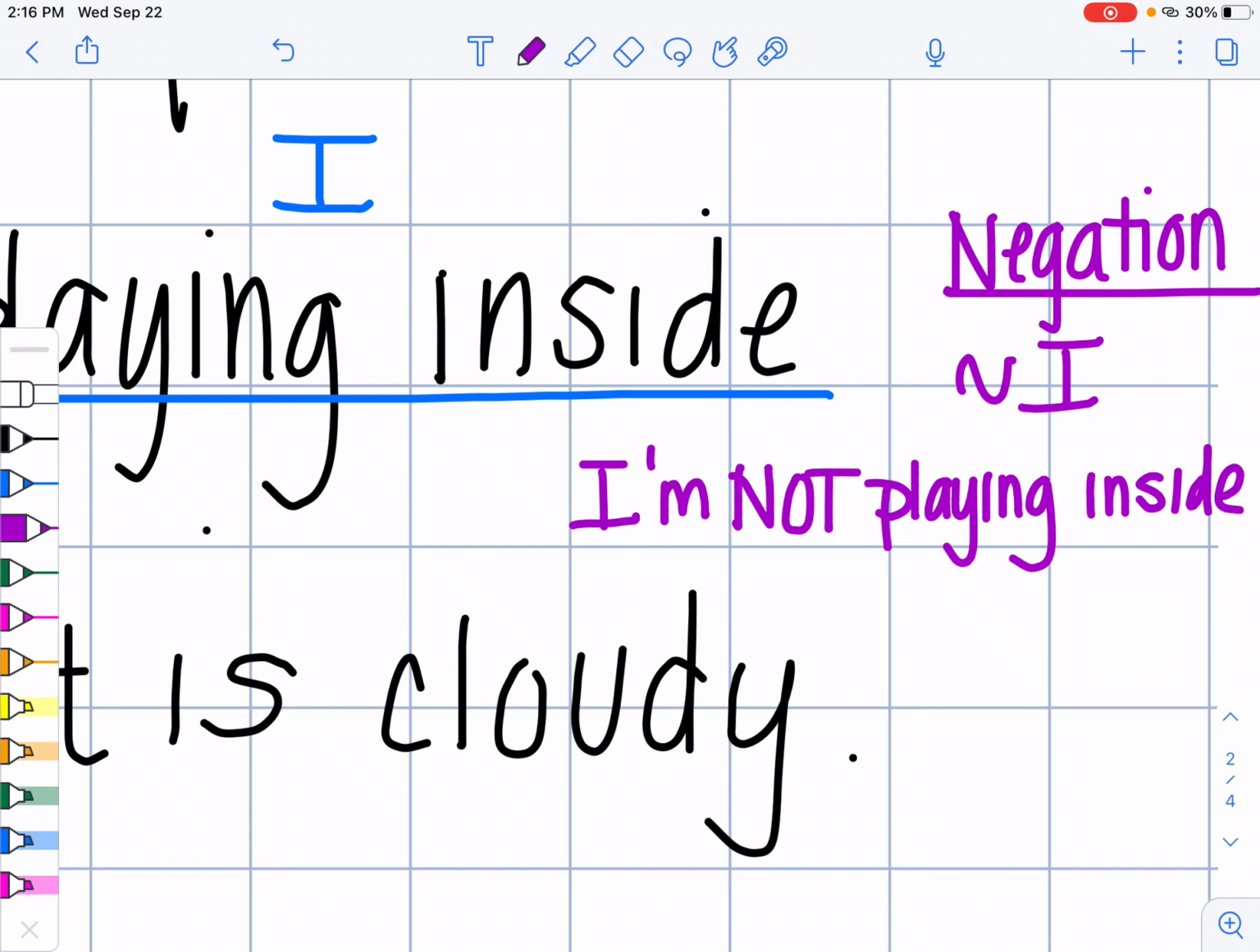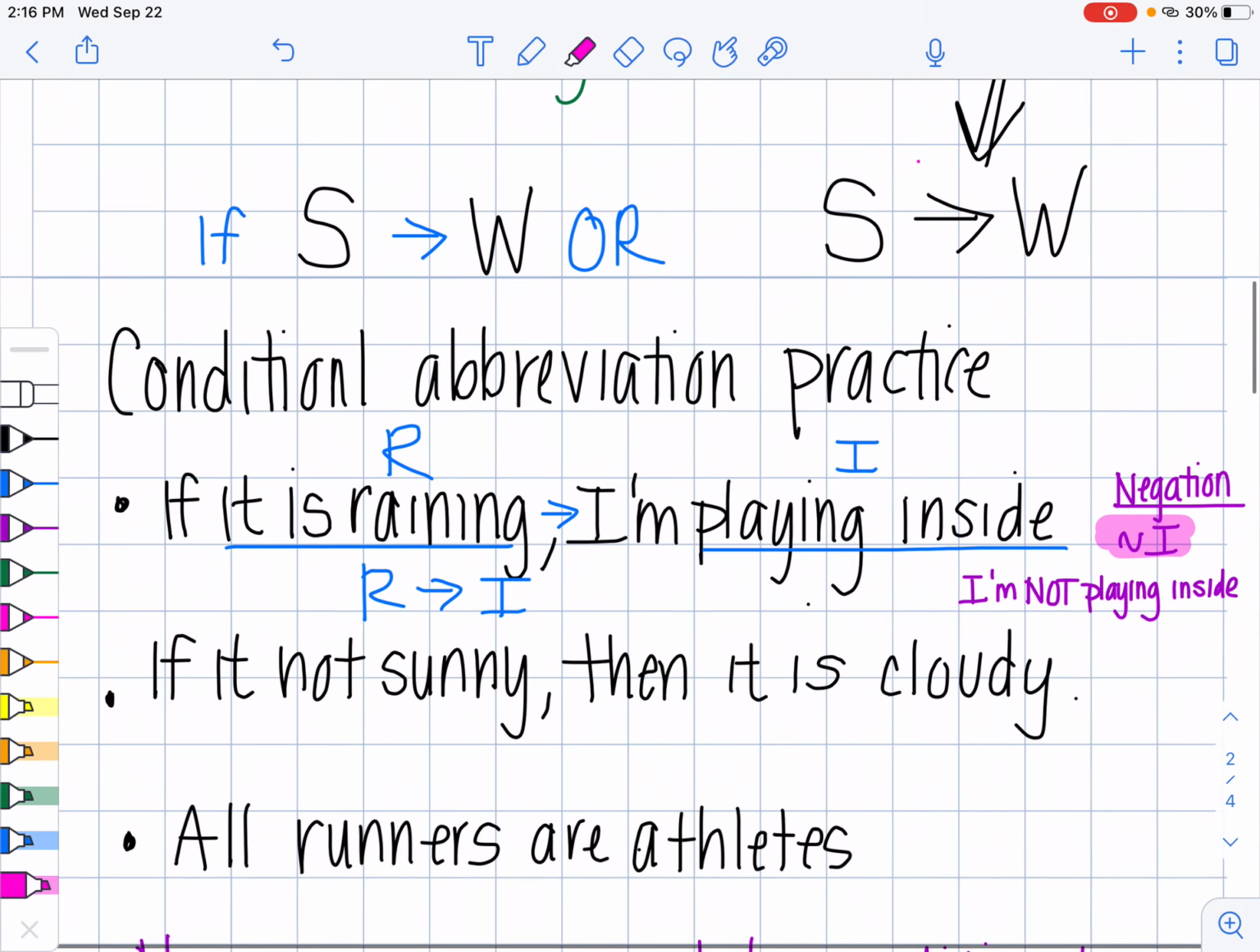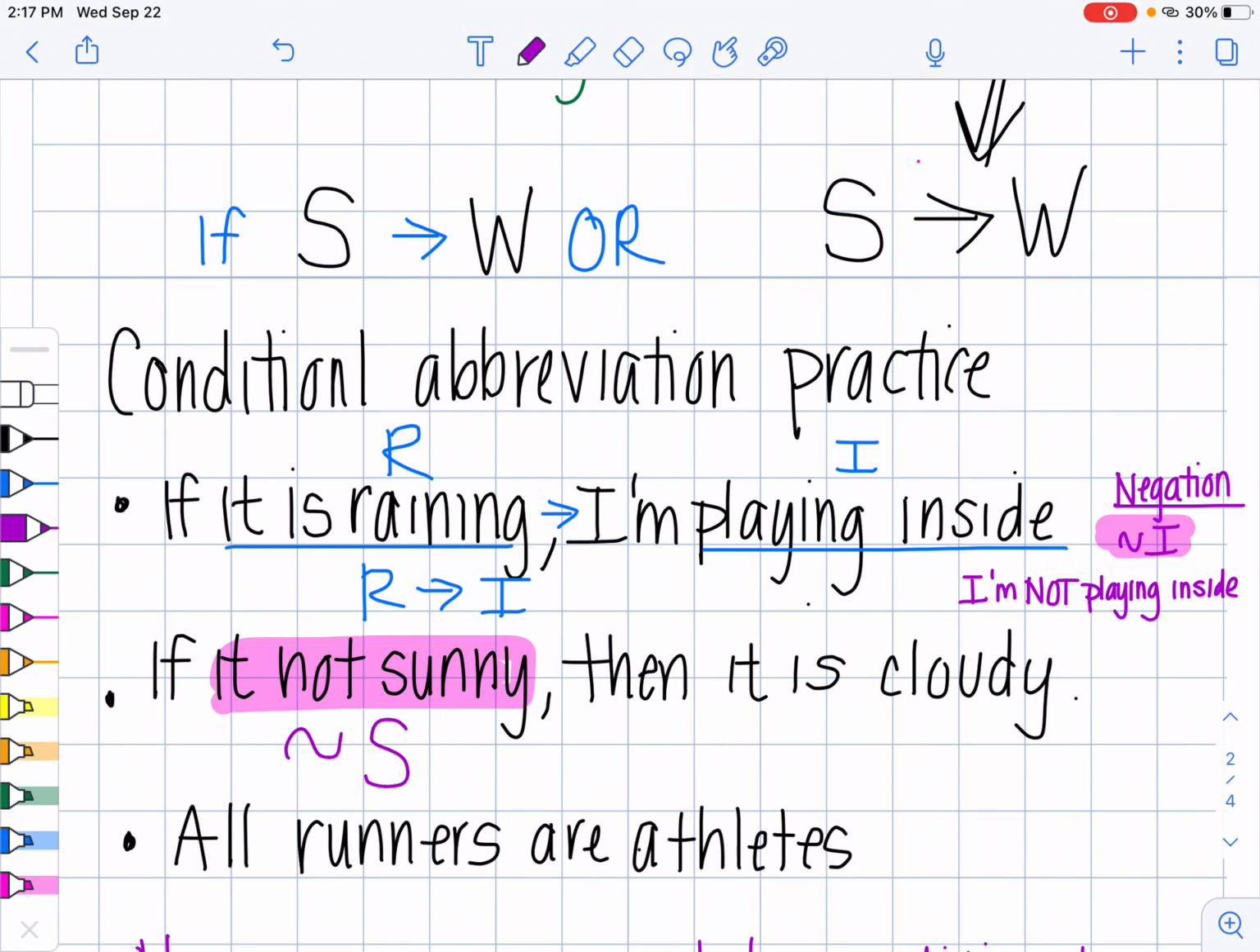Okay, I call this the really fancy name of squiggly I. So if you have a squiggly in front, that represents not. I want you to think of a squiggly, of a negation, just like you would a negative sign, just like you would positive or negative numbers. A negation, think about it as negative, okay? So when I'm writing conditional abbreviations, if I have here, it is not sunny, okay? My main idea here is sunny, but since it's not sunny, I would write this as squiggly S because it's not sunny.